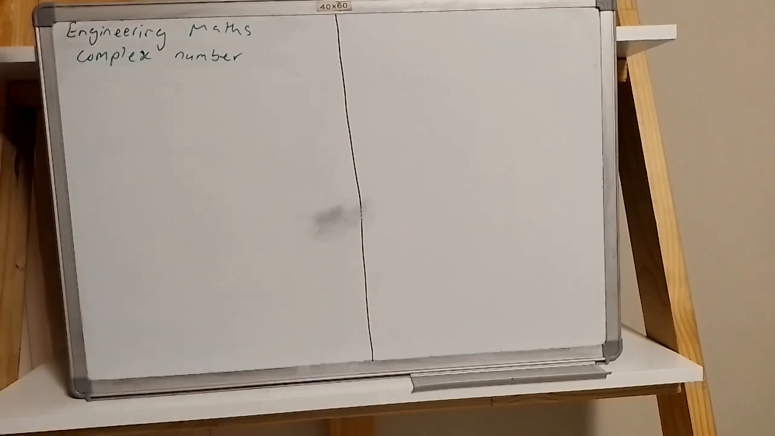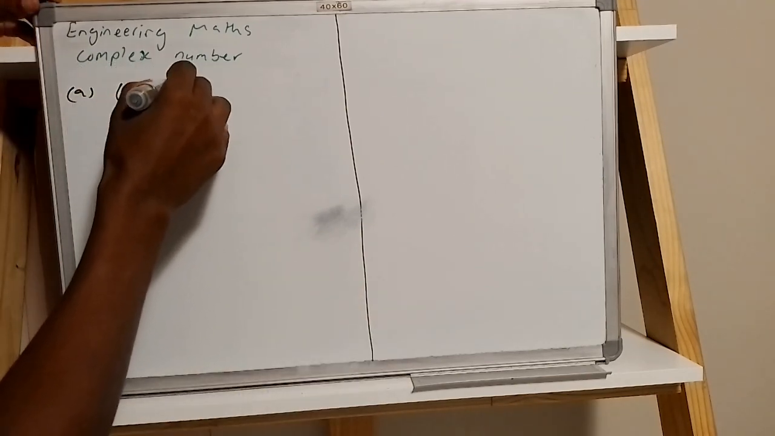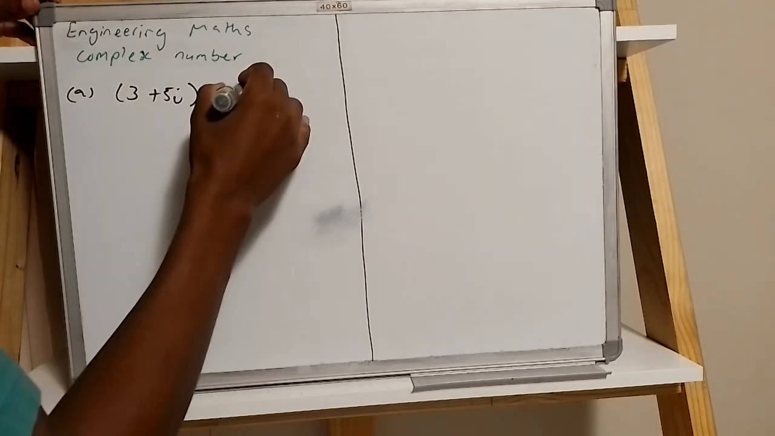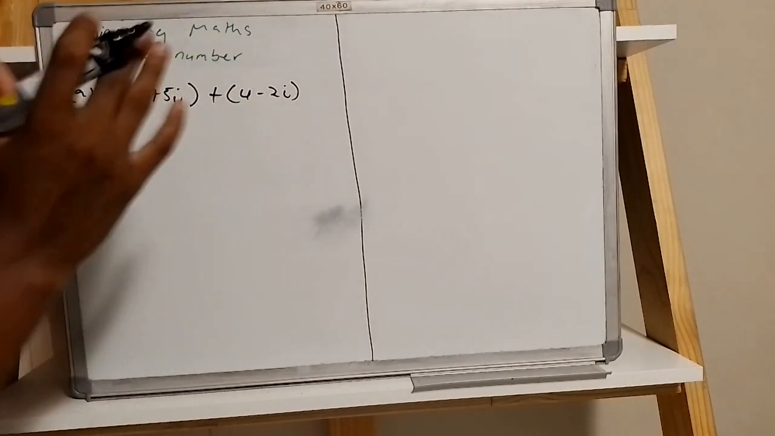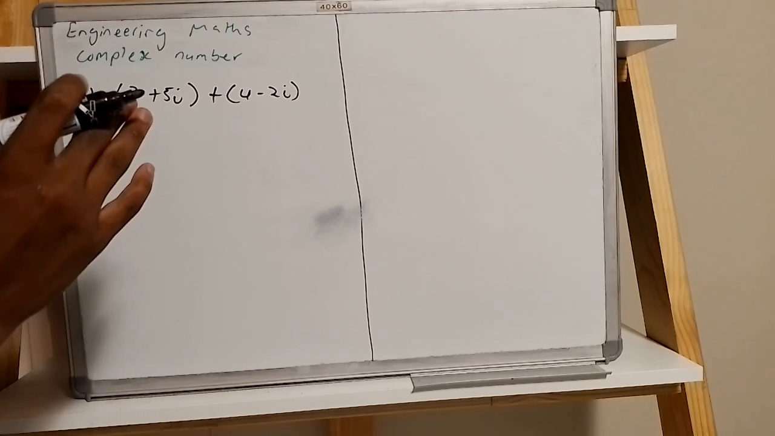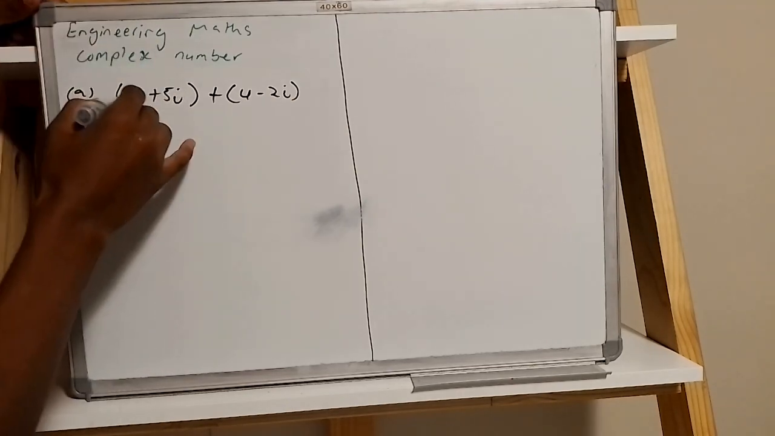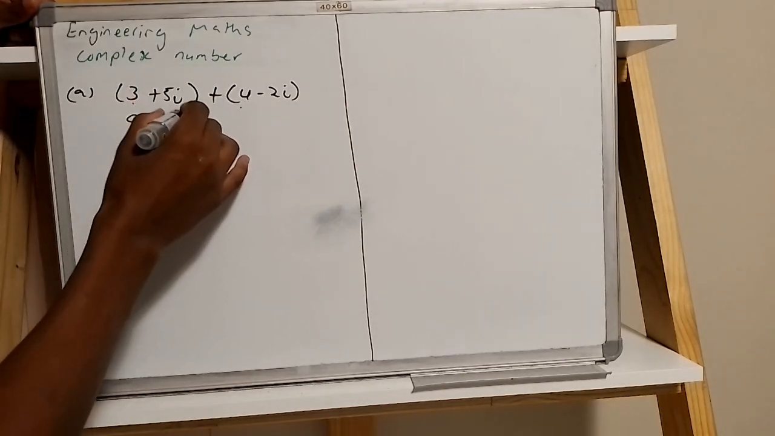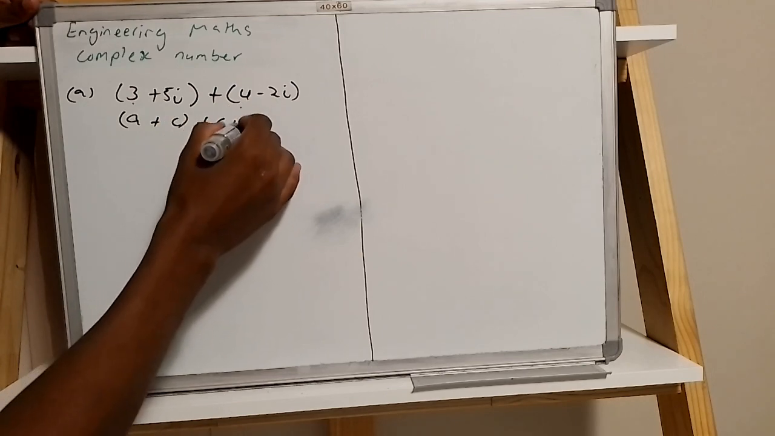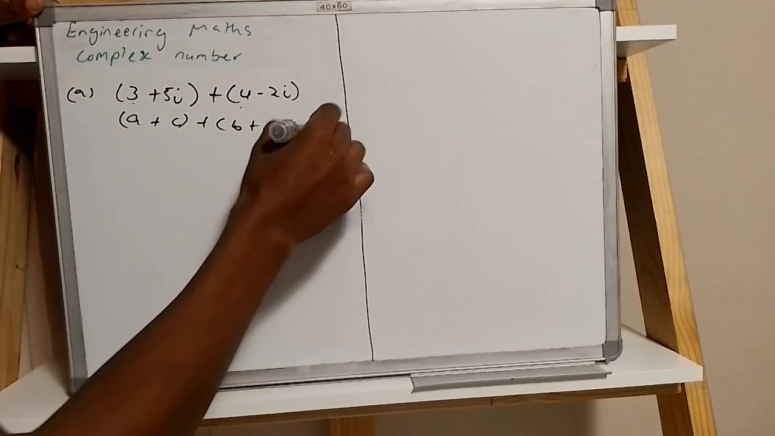So now, if I were to have something like this, 3 plus 5i plus 4 minus 2i. They say I need to add these complex numbers. So the real part will add the real part, and the imaginary will add the imaginary. So 3 and 4 will add, such that we have a plus c plus b plus d i. We did this in the introduction.